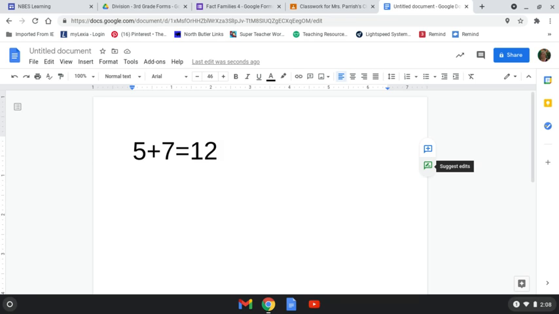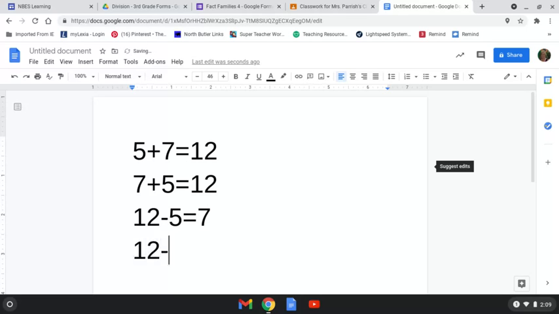So if you have 5 plus 7 equals 12, then you can turn that around, and that commutative property shows us that 7 plus 5 also equals 12. And then the relationship between subtraction that goes along with that is you would just kind of flip that around and say 12 minus 5 equals 7. Okay. And then the last member of that fact family would be 12 minus 7 equals 5.